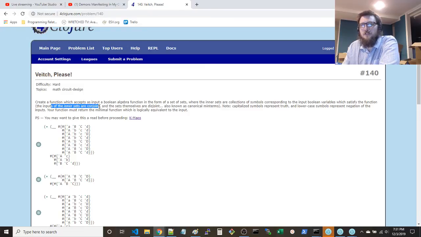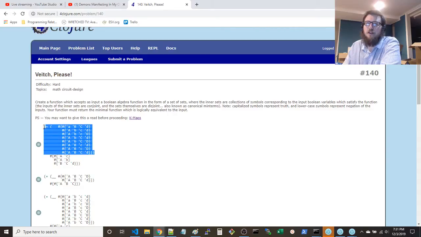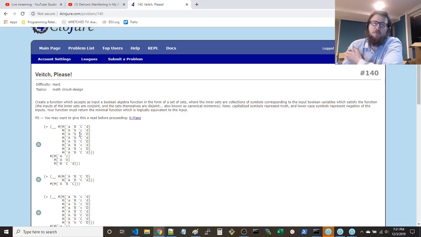The inputs are conjoint and the sets are disjoint, right? So it's a disjunctive form, canonical disjunctive normal form, not at all simplified. And then what you would use with a Karnaugh graph is a K-map. You would graph this, create the torus, so to speak, and then you would derive these pieces.